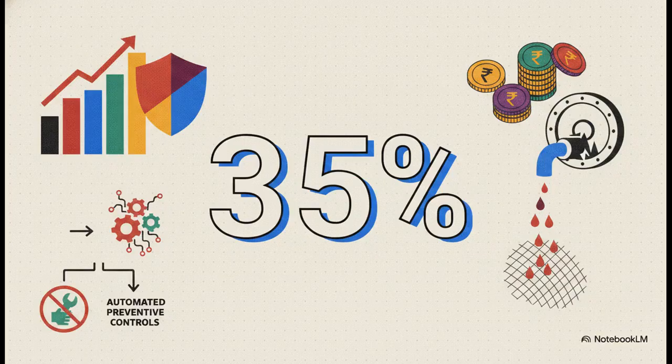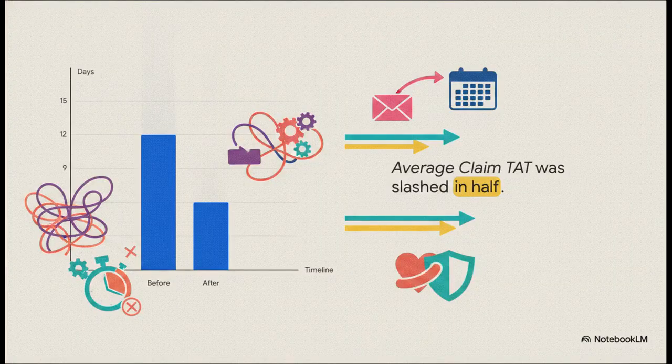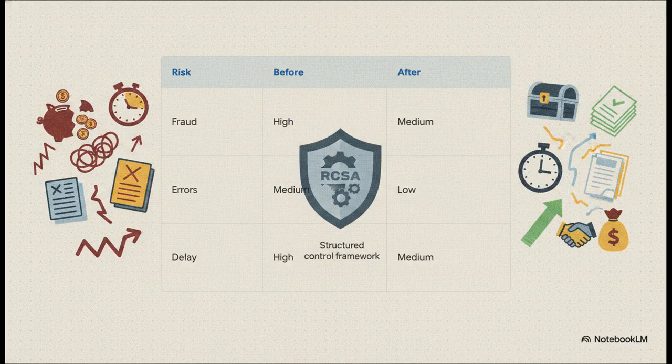And honestly, the data tells the story better than I ever could. Just 9 months after implementing this RCSA action plan, XYZ Life saw a staggering 35% reduction in fraud losses. By swapping out those weak manual controls for automated preventive ones, they literally stopped millions of rupees from leaking out of the company. But it wasn't just about the fraud. By automating their workflows, the process error rates were literally cut in half. And notice the massive impact on the customer here. The average turnaround time to settle a sensitive death claim was slashed from an unacceptable 12 days down to just 6 days.